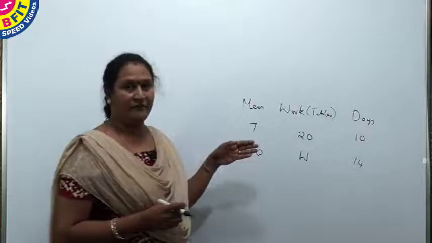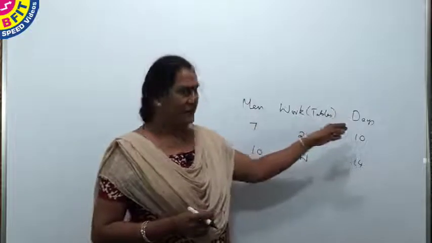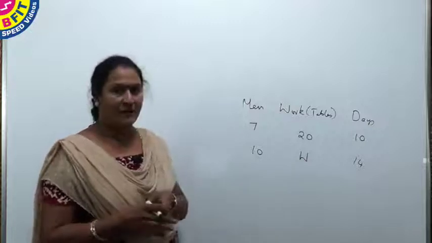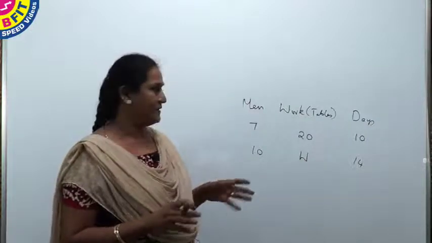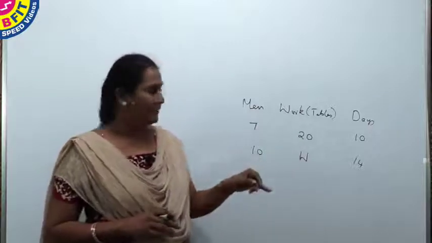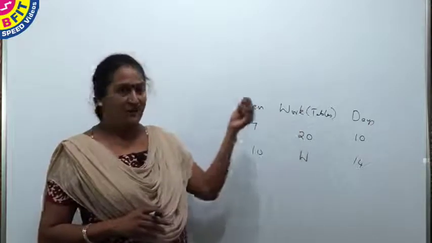So we have 3 variables: men, work and days. So work is asked, so we write it in the middle. So for easy working, write whatever variable is asked in the middle for comparison. So here men and work we have.